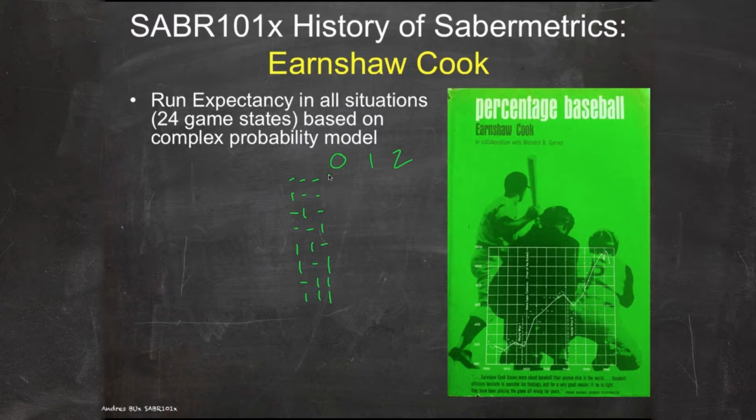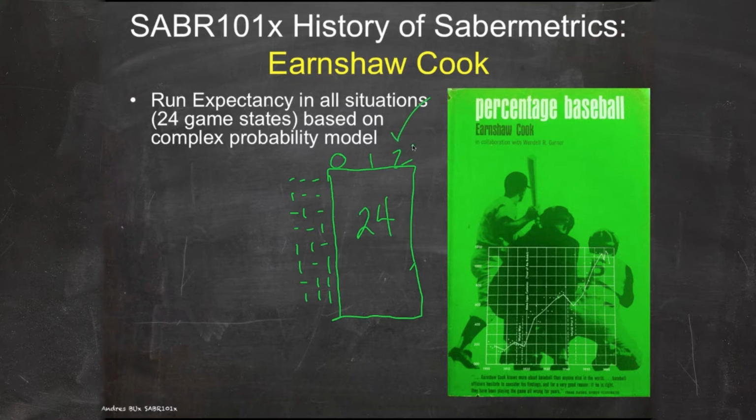So we can think about the game, and people started doing this early on, that there are 24 states. There's an out state, and then there's a runner on base state. This ends up being 24 cases. So what Cook does is describe the probability of scoring runs in all these different game states. So he devises 24 different equations for the 24 different game states. And he has this huge complex probability model for each of these game states. And he bases it on run scoring.